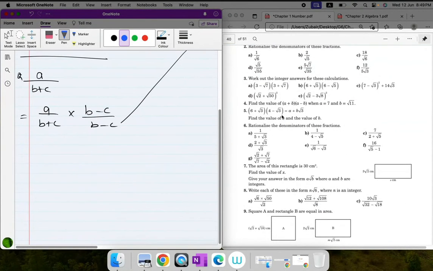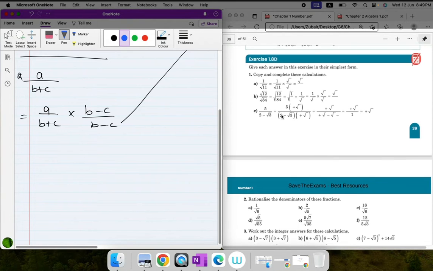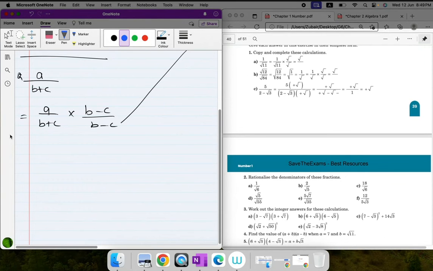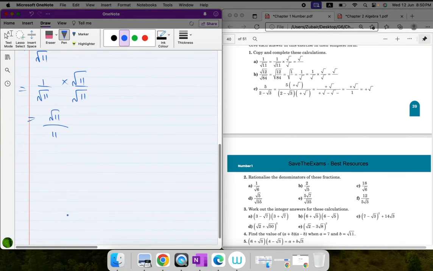So the first one is 1 over square root 11. We multiply and divide with the denominator. So in the numerator, 1 into square root 11 is the same, and in the denominator it is 11. So this is your final answer. In the denominator now there is only an integer and no surd.